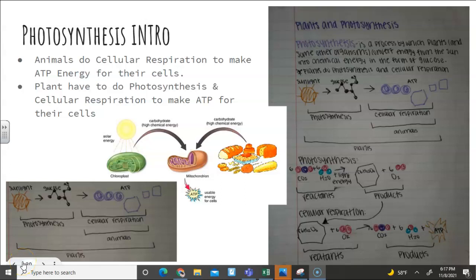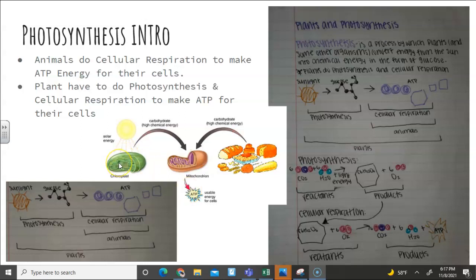Now we're going to move on to photosynthesis. Before we get there, though, I want to remind you that animals do cellular respiration. So as animals, we eat our food. Specifically, we eat our carbohydrates, and then those carbohydrates are going to go through cellular respiration. We know that the first step happens in the cytoplasm, and then the second and third steps happen in the mitochondria, and that's how we make our ATP. And ATP is the kind of energy that our cells use.